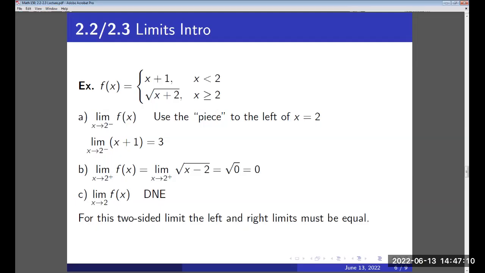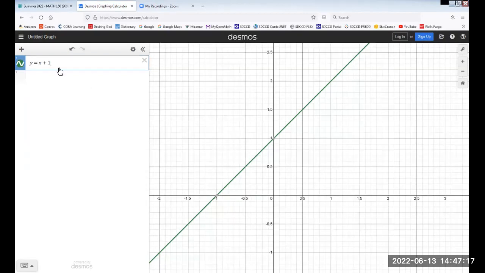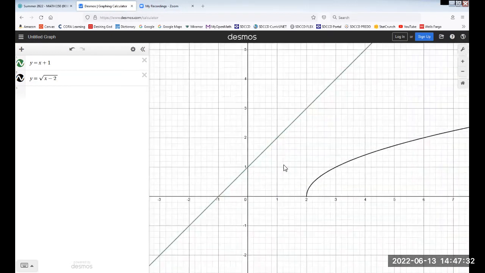Let's check out the graph. Clicking, oh boy. Here we go. All right, here's how to graph a piecewise function. Okay, so there we see y equals x plus 1. We can graph y equals square root. You type in SQRT. And let's graph square root x minus 2. That's what I meant to say the whole time.